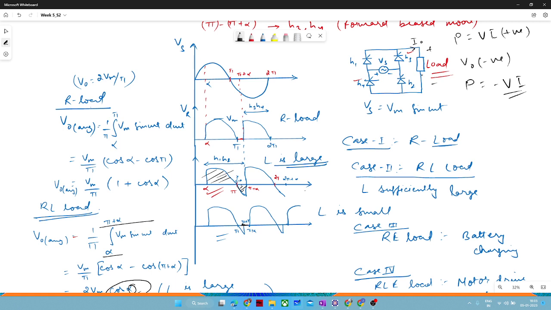What does it mean? Some of its energy will be circulated back, and some of its energy will be dissipated in the load resistance. So basically, that's what we emphasize on in regenerative braking, if you might have heard that term. The basic funda of regenerative braking is that during braking time, we somehow reverse the polarity of voltage so that the operation will lie in the second quadrant.